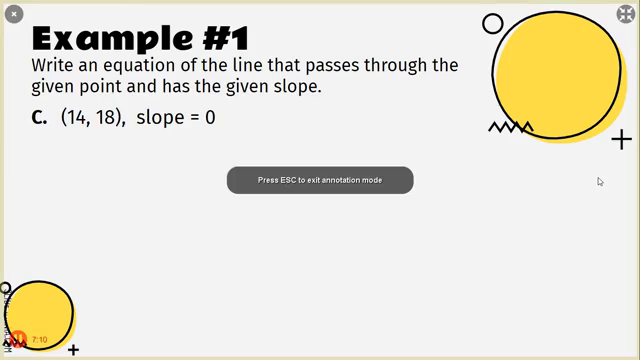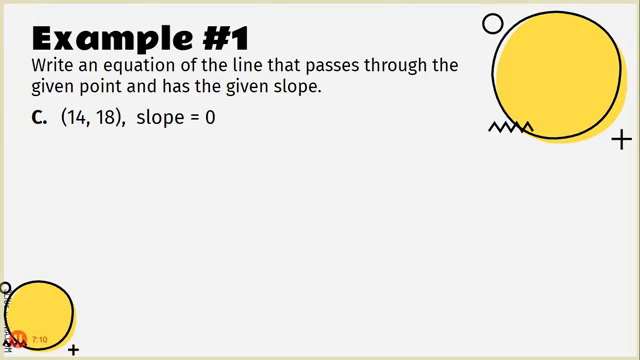Example C, the same thing. We're going to look at our given information. I gave you the ordered pair 14, 18 and a slope of 0. Since you have a slope of 0, you automatically know that this is a horizontal line. And horizontal lines can be written in slope-intercept form because they do have a slope. They have a slope of 0.